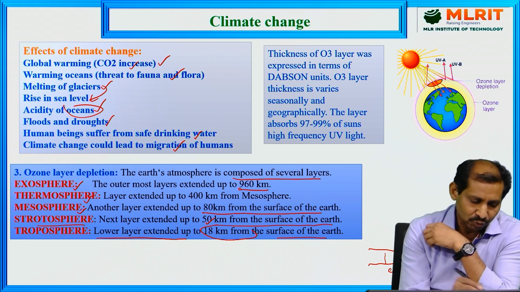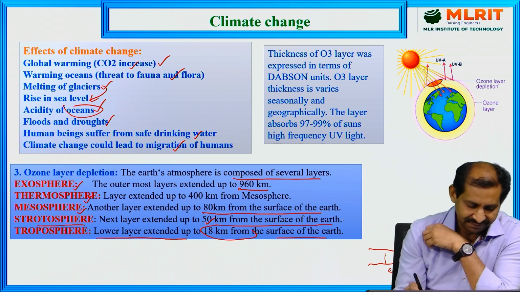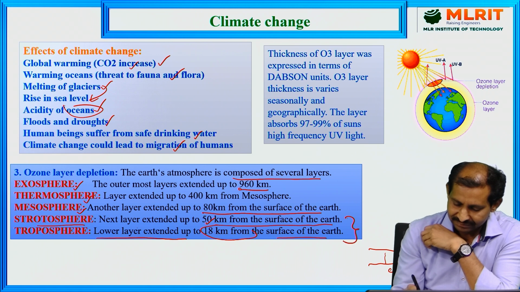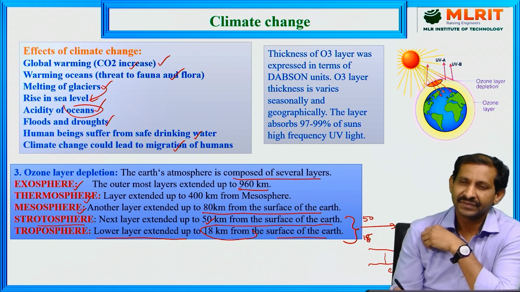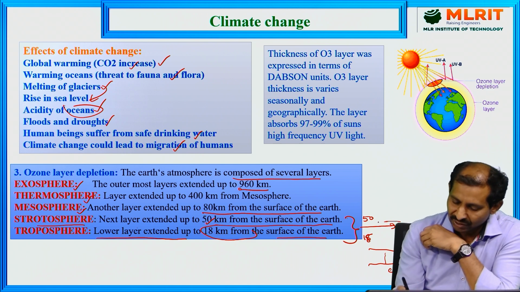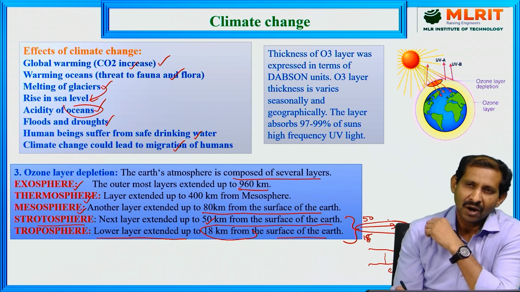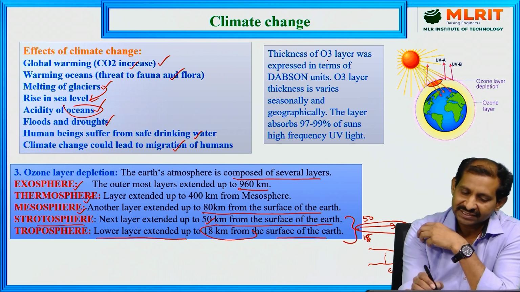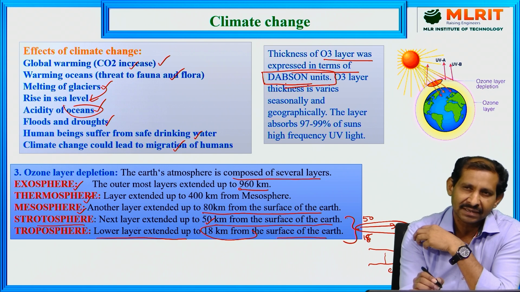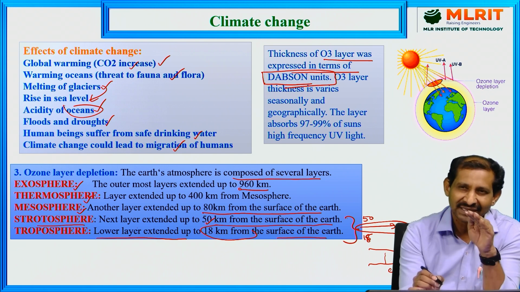Here the ozone: ozone is present in between the stratosphere and troposphere, nearly between 15 to 18 and 50 kilometers. So how much thickness does this ozone layer have, and what units are used to determine its thickness? The thickness of the ozone layer is expressed in one unit called Dobson units. In Dobson units, we can express how much thickness of ozone is there in between the troposphere and stratosphere.